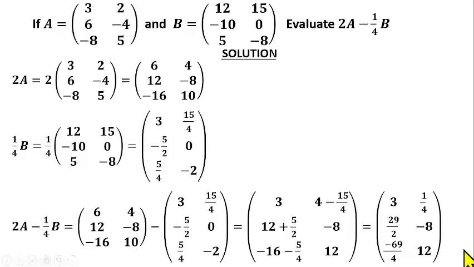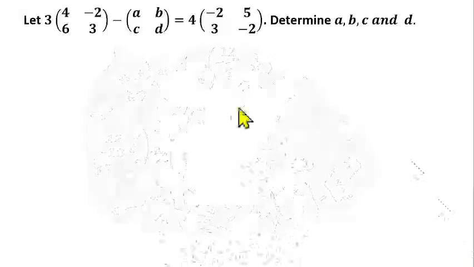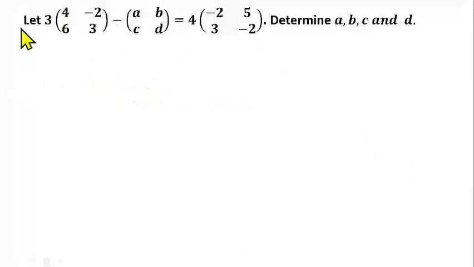I want to believe you understand this. Alright, so let's see another question that can challenge us also. We have 3 multiplying this matrix minus this matrix, which is in terms of a, b, c, d. That means we don't know the value of the elements of this matrix, equals 4 multiplying this matrix as well. We have to determine a, b, c, and d in this matrix. So of course you can see that the 3 is multiplying this matrix and minus this 2 by 2 matrix, which we don't know the value of a, b, c, d yet, and we know that 4 is multiplying this matrix as well. So what can you do?